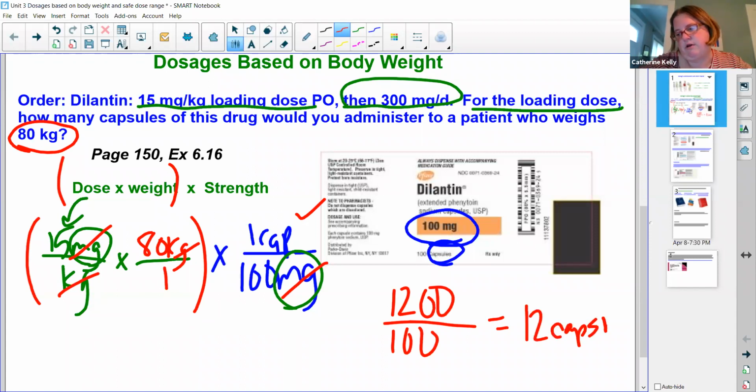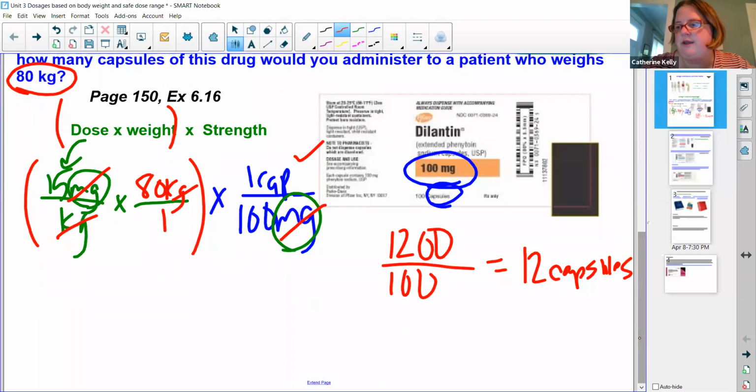However, that's a lot. I don't think anybody takes 12 capsules of anything, but you might want to look for a stronger strength so that you can give less for the loading dose and then give that package. But if you only had this on hand, you would have them take 12. It's an insane amount.